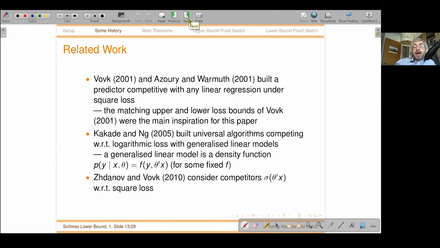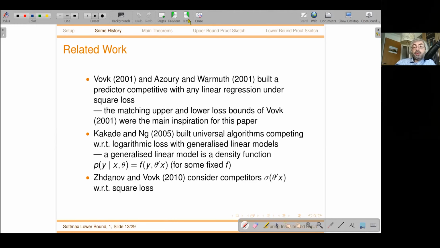Now some other related work. Well, the main inspiration really for this paper was the 2001 paper by Vovk, where a predictor was built. It comes under the name Aggregating Algorithm Regression or Vovk-Azoury-Warmuth predictor. It was independently built by Azoury and Warmuth. And the paper by Vovk produces matching upper and lower bounds on the loss.